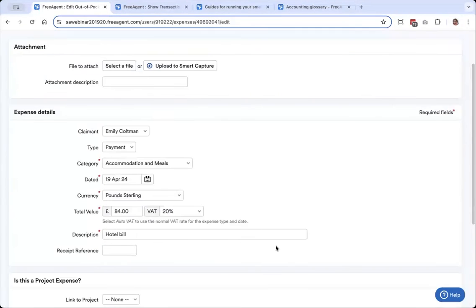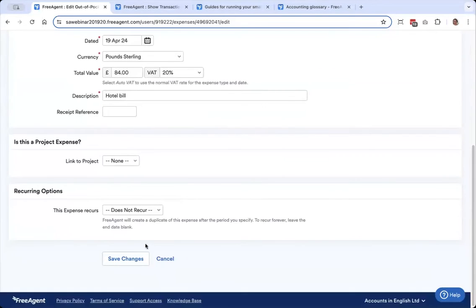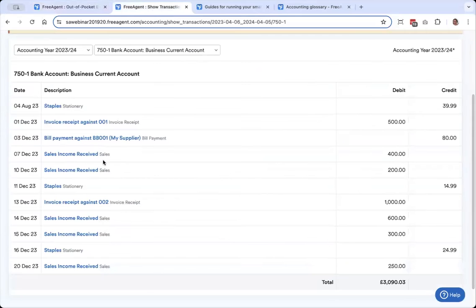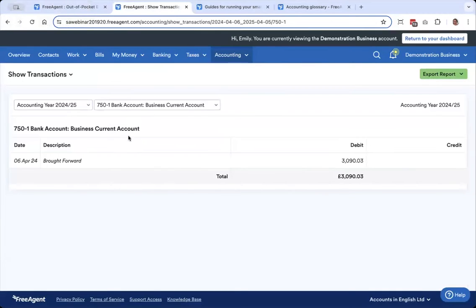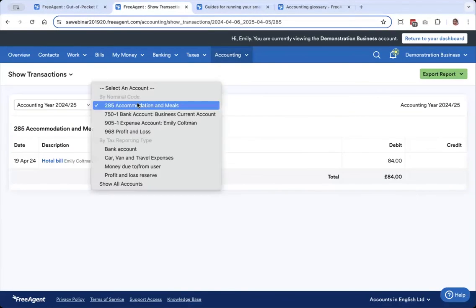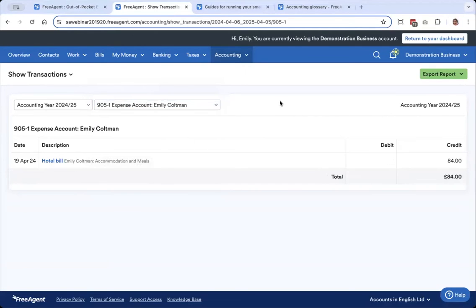So there we are. It's a payment for accommodation and meals in April 2024 for £84. It's a business cost. Back to show transactions, and that's actually in the current accounting year, and accommodation and meals. Debit entry, again, like the accountant's bill, because we are increasing a day-to-day running cost. The credit side hasn't gone to trade creditors or the bank account, it's gone to my expense account. What that means is it's money the business owes me. I've spent my money on a cost for the business. The business owes that money back to me.